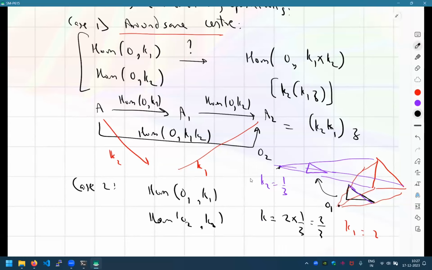Okay. So if O1 is the first center, O2 is the second center, looking at the diagram, it looks very possible that the combination of these two will be a homothety around some third point, right? Some third point, if I call it O, such that directly from the original triangle to this new purple triangle with the ratio 2 upon 3, I can get there in one step directly. So that looks possible from the diagram, but we need to prove it. And not only that, if we can locate this point O very nicely, that will be very nice, right? Can we locate this point O very nicely?